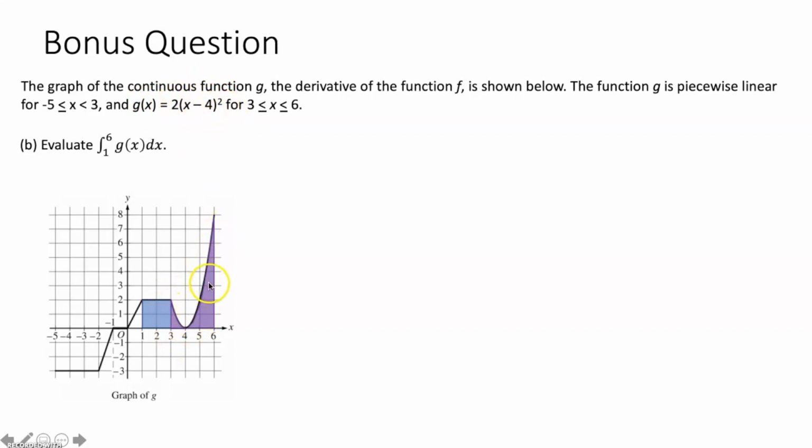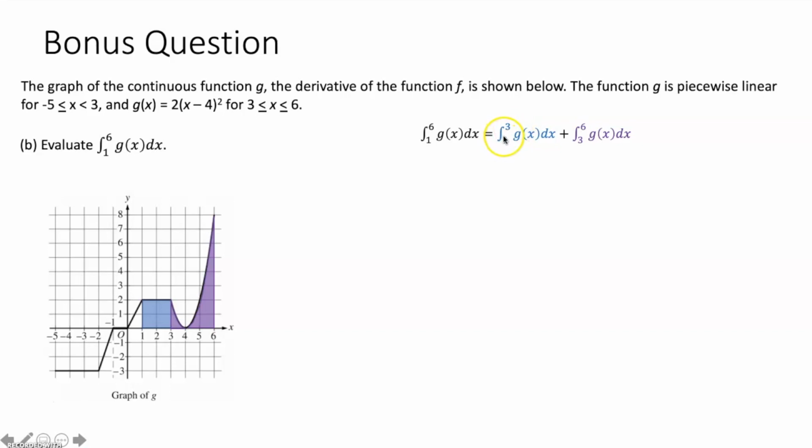So we can't use a geometric area formula to find the exact area between the function and the x-axis. We could use one to approximate it, but not find the exact area, which is what this wants us to do. So we're going to have to break this up into two separate integrals. One would be the integral from 1 to 3 of g of x, and then we're going to add that to the integral from 3 to 6 of g of x.